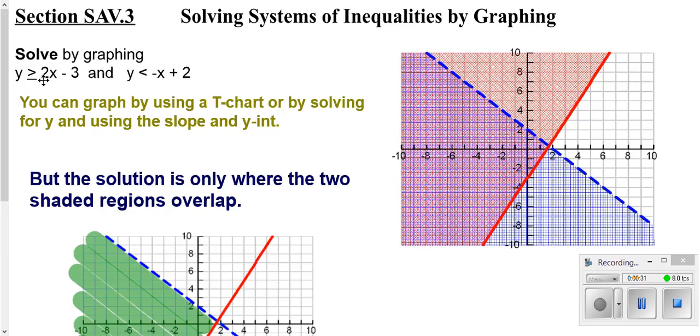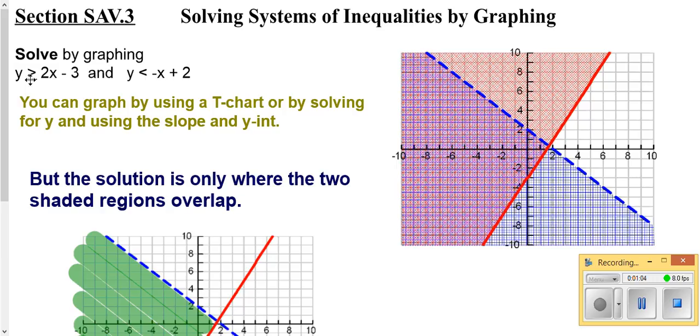Now, this one here is in the form of y equals mx plus b, so we're going to start at a height of -3, and our slope is 2. So we'll start at a -3 height on our y-axis, go up 2 over 1, up 2 over 1, and so on. And so that gives us this red solid line. It's a solid line because it's greater than or equal to, because that means you're including the line.